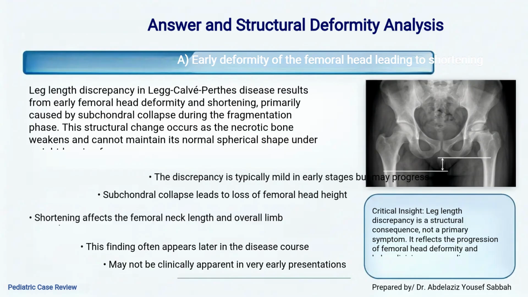Subchondral collapse leads to loss of femoral head height, and shortening also affects the femoral neck length and overall limb geometry. This finding often appears later in the disease course and may not be clinically apparent in very early presentations. Critical insight: leg length discrepancy is a structural consequence, not a primary symptom. It reflects the progression of femoral head deformity and helps clinicians assess disease severity.